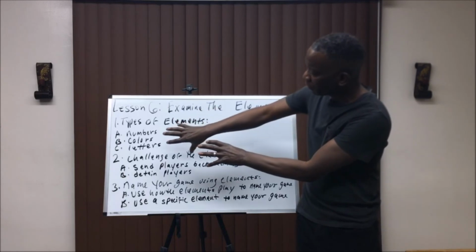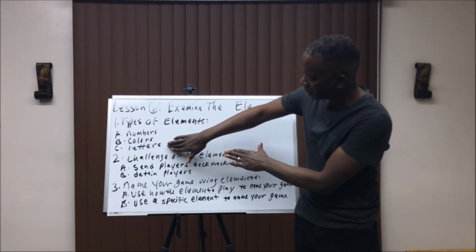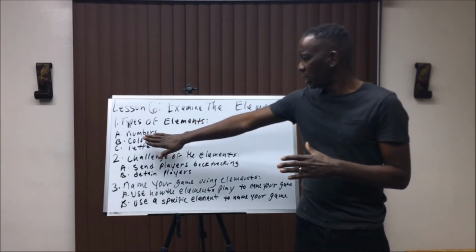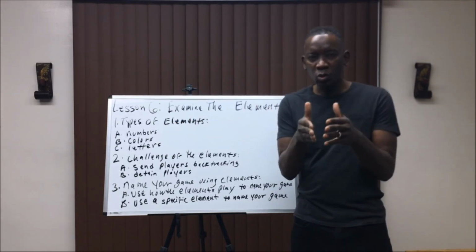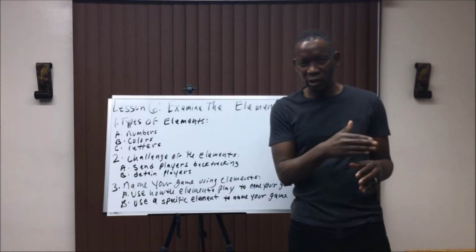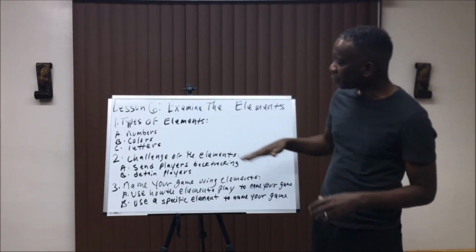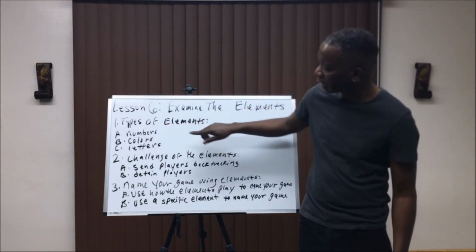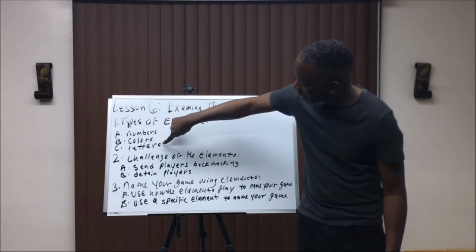So everything here, numbers, colors, letters, either keeps you where you are, but mostly it makes you backtrack. You have to go backwards. So the types of elements on my board game are numbers, colors, and letters.